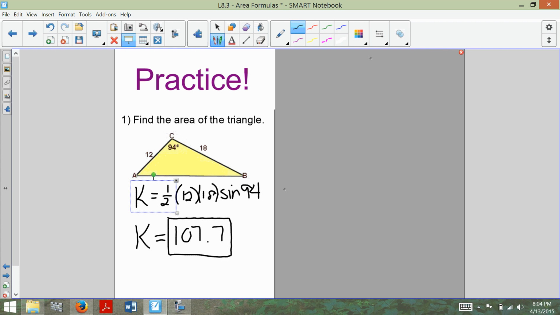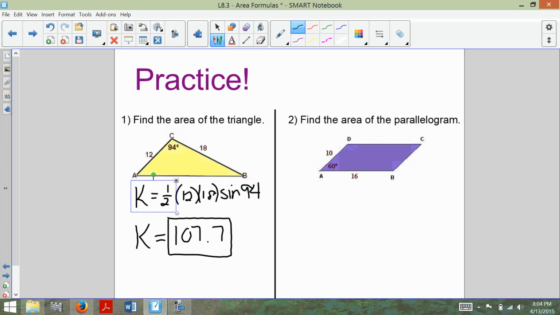Okay. Now, I can extend this beyond just triangles, which is kind of cool. I can talk about maybe the area of a parallelogram. So, for the area of a parallelogram, I don't have a triangle, but what I can do is look and see, well, I've got a triangle in here. I can imagine this triangle ADB for now, just that piece of it.